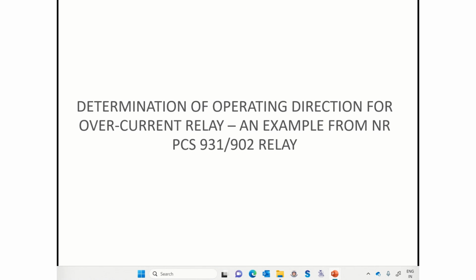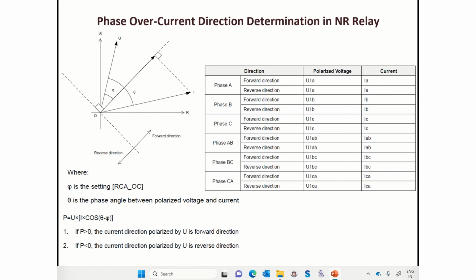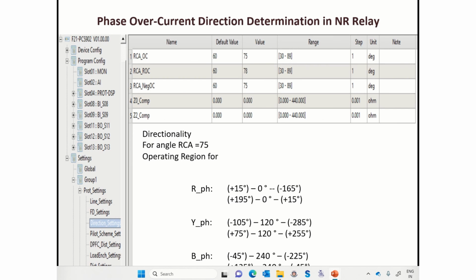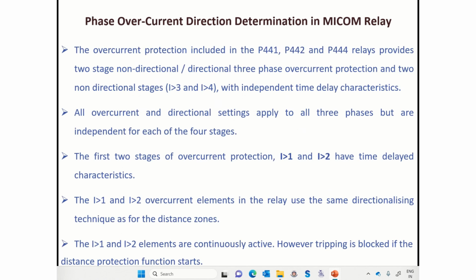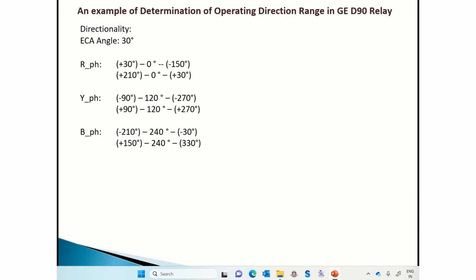We will keep this session only up to this. In the next session, we will discuss the algorithm that auto-determines the operating region for NR relay, MiCOM relay, and then D60 relays.